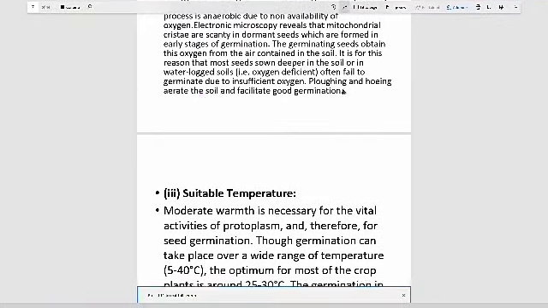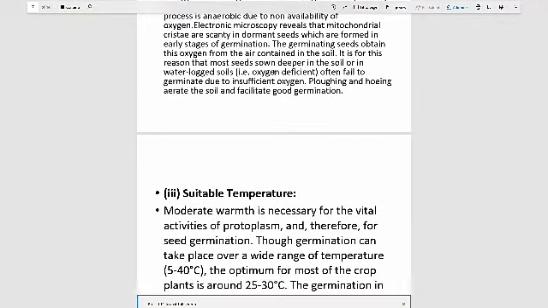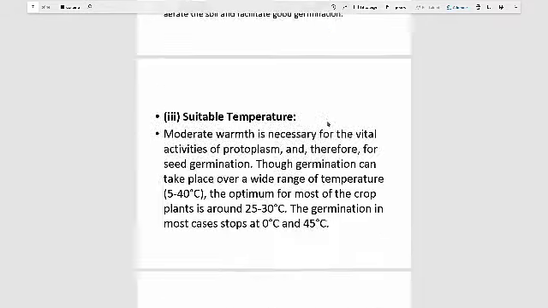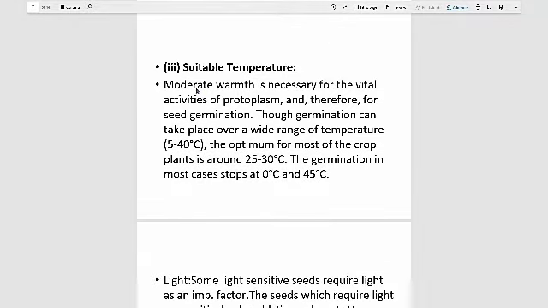It is for this reason that most seeds sown deeper in the soil or in waterlogged soils, that is oxygen deficient, often fail to germinate due to insufficient oxygen. Plowing and hoeing aerate the soil and facilitate good germination. Third factor is suitable temperature.